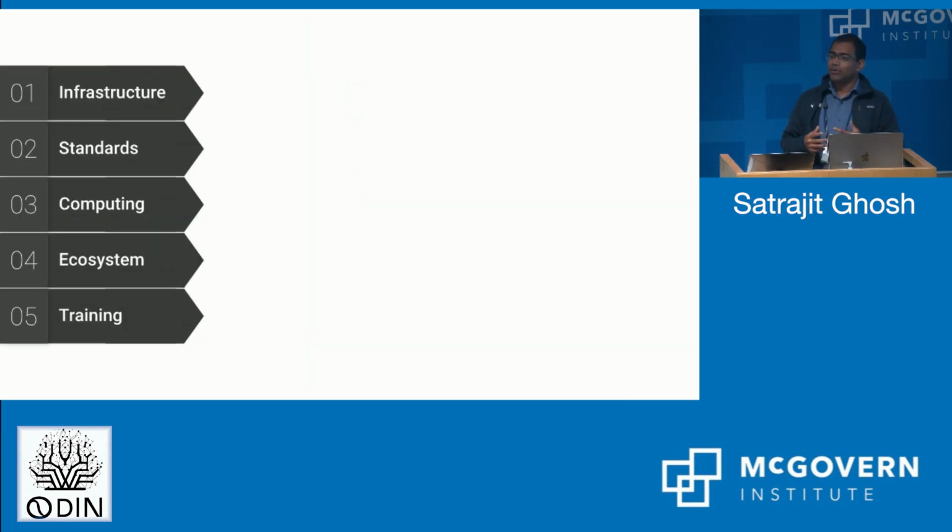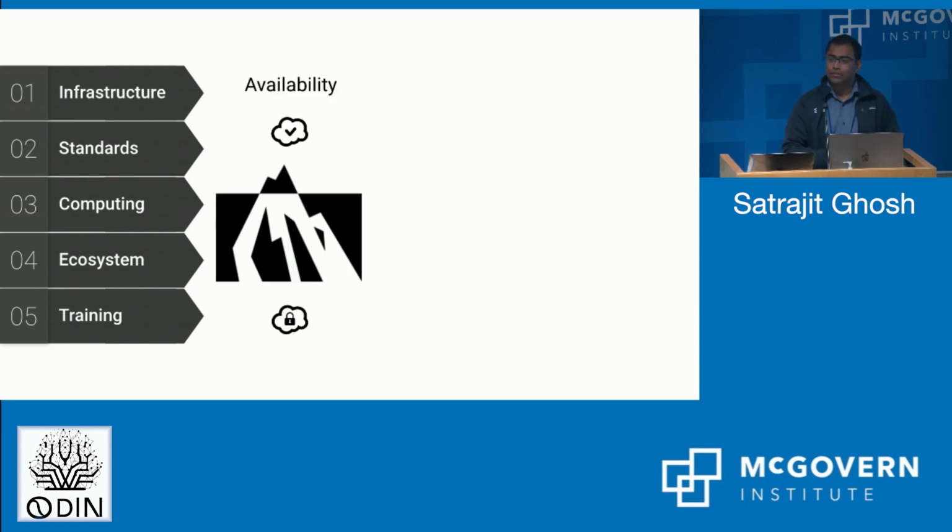So I want to think about talking about DANDI through the lens of 5 different elements: infrastructure, standards, computing, ecosystem, training. And along these 5 different dimensions, I want to consider availability of each of these dimensions.